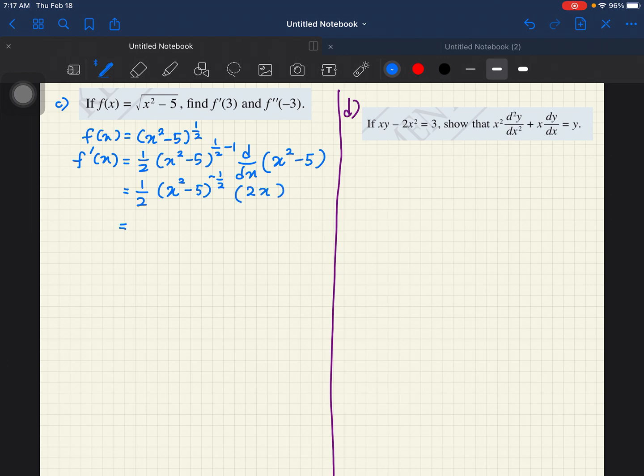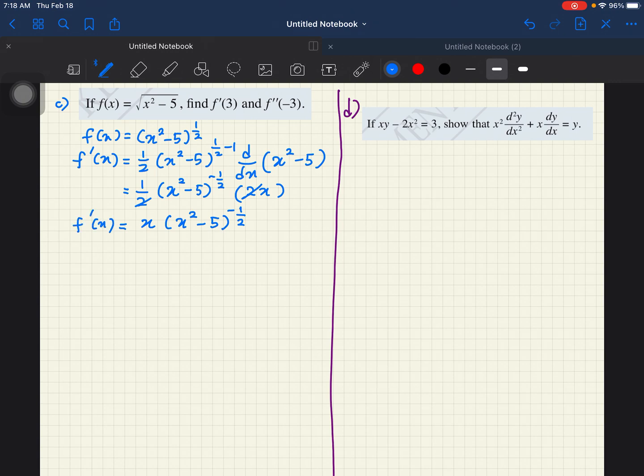You might forgot to differentiate the terms inside the bracket. Okay, so I dah buat begitu, so I can simplify 2 with 2. So the thing that happened to be left here is x square minus 5 power of negative 1 over 2. Okay. Now, this is your first derivative, right?